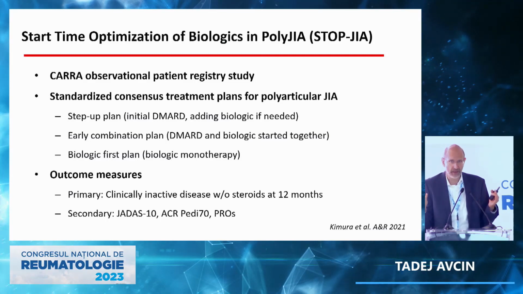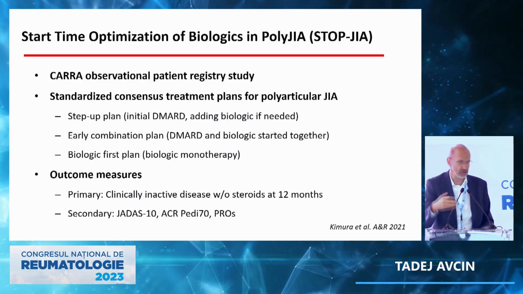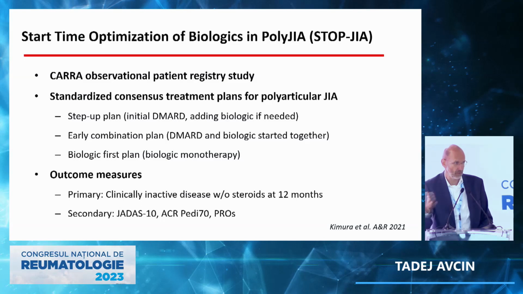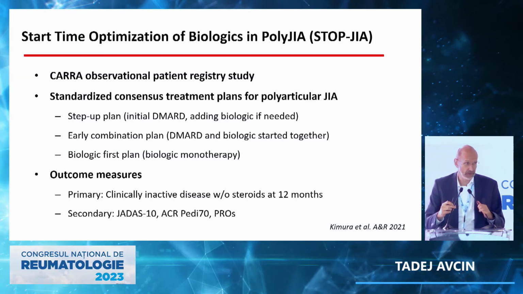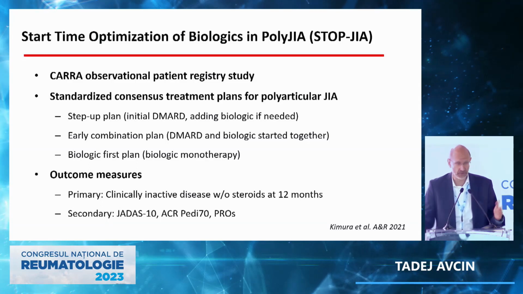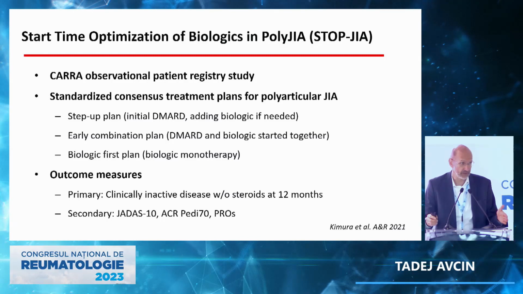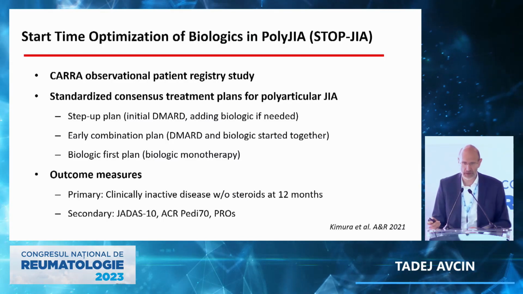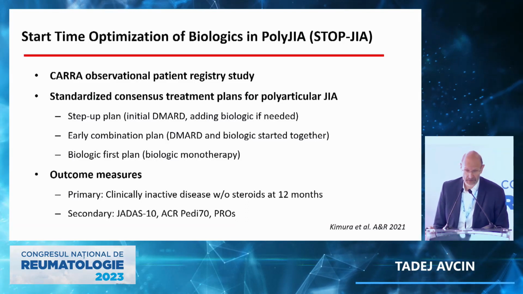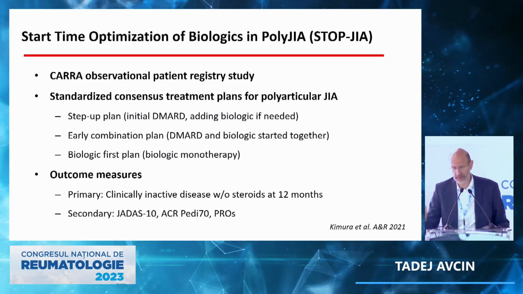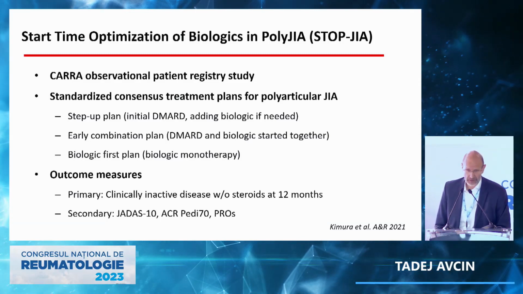So if every child with juvenile idiopathic arthritis would get biologics up front, we would have fewer patients with active disease in a certain period of time, but definitely some patients would be over-treated if we started every patient with biologics. So some of the studies that are exploring step-up against step-down treatment approaches are already published.